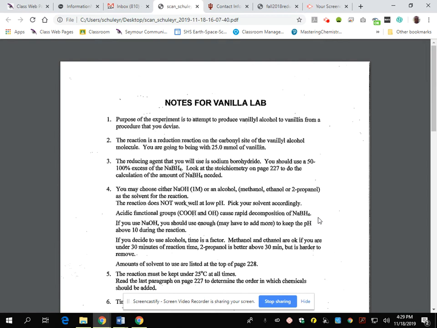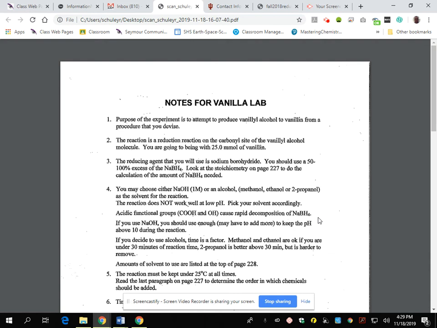So obviously you can monitor during the reaction if you're going to keep the pH above 10, if you decide to use NaOH. The problem with alcohols, but you can use them. I'll have alcohols available. It depends on the procedure you come up with or you locate. Methanol and ethanol are okay, and you can get the reaction done in under 30 minutes. With propanol, you're going to have to go above a half hour.